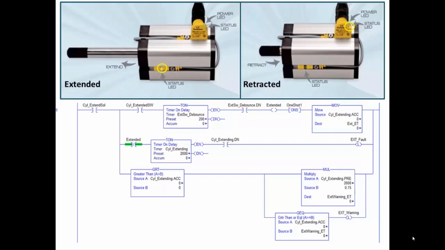if the actual accumulate of the timer in the second branch is greater than the warning, then it latches on a bit that says extend warning. Now that doesn't fault the machine, because in this case 75% of 2000 would be 1500, 1.5 seconds. So if it took 1.6 seconds to extend, it's not going to fault, but it is going to latch on the warning. So on an operator interface, you can have a yellow indicator that says slow cylinder.